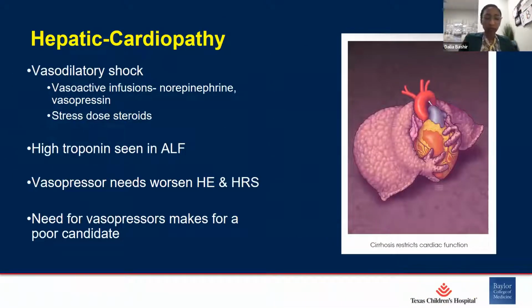These patients also have evidence of vasodilatory shock when they make it to the ICU, and so they're started on vasoactive infusions. Typically, we go to norepinephrine and vasopressin, and we stress-dose them with hydrocortisone. We try some fluid boluses, but we try not to fluid overload them. One caveat to keep in mind is that vasopressor needs can worsen hepatic encephalopathy and can worsen our hepatorenal syndrome. And the need for vasopressors sometimes makes these patients poor candidates later for liver transplant.